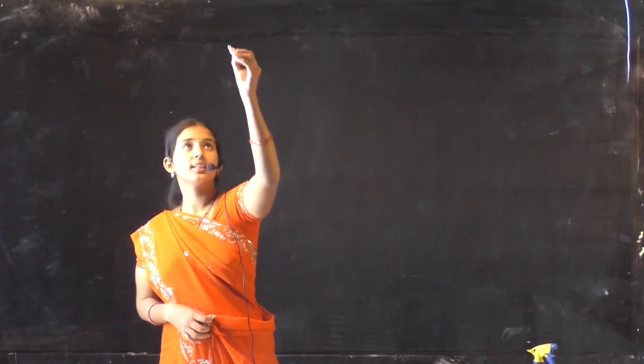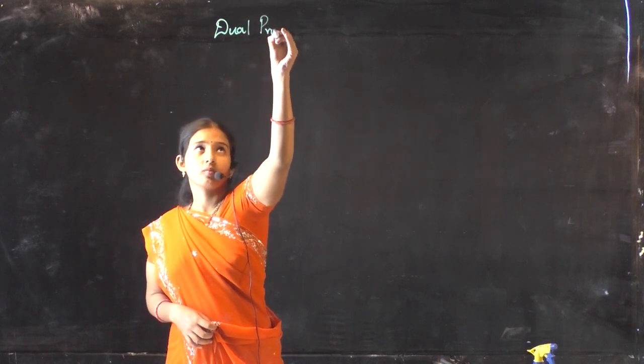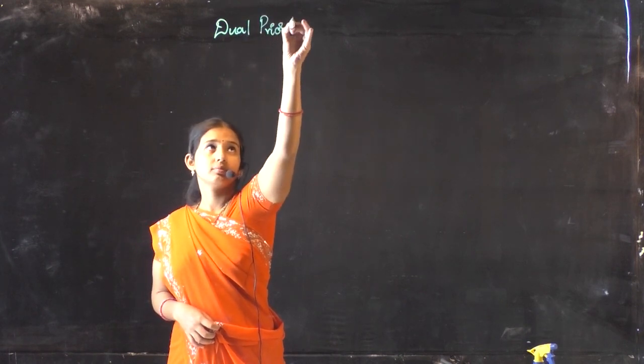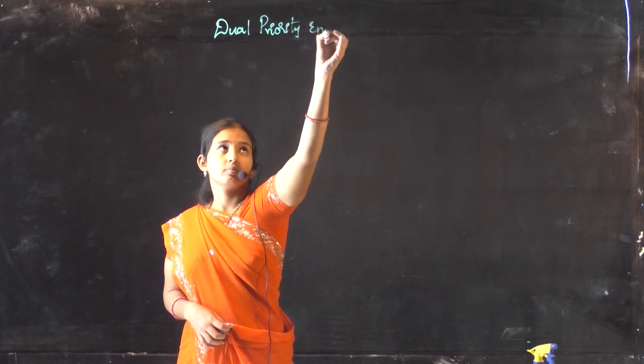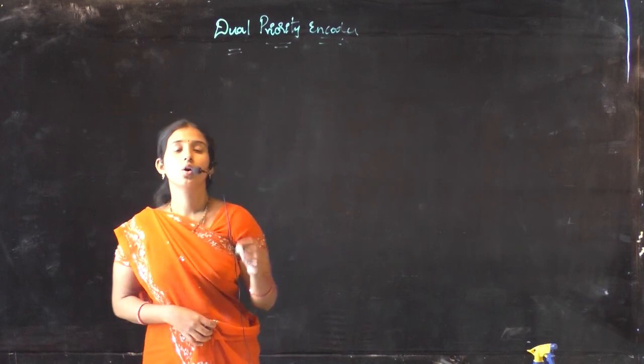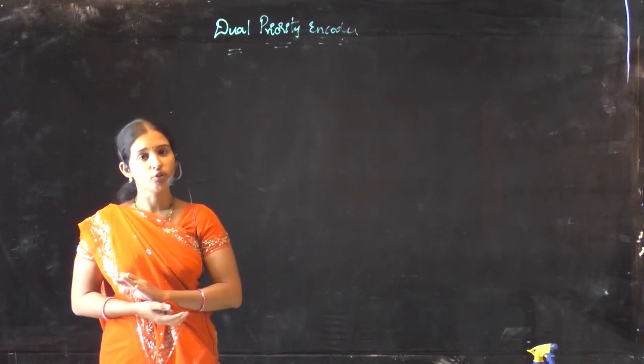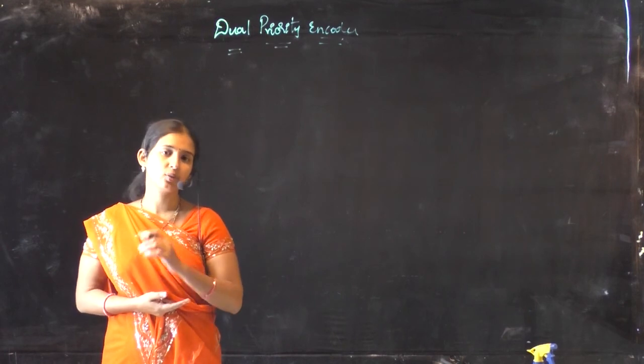Now we'll be discussing a dual priority encoder. What is a dual priority encoder? As we are all aware of the priority encoder, what is a priority encoder?